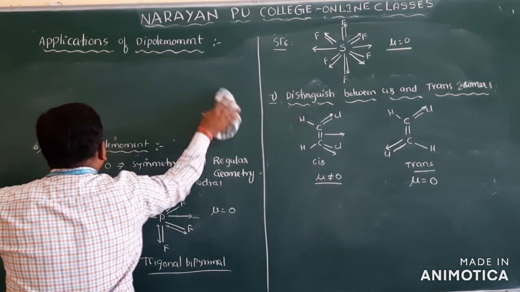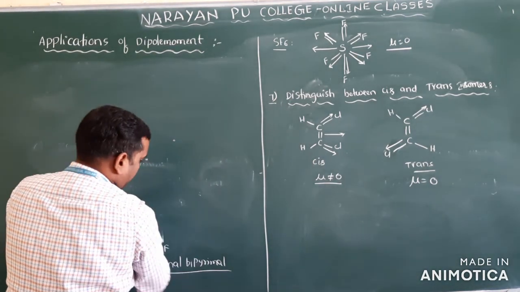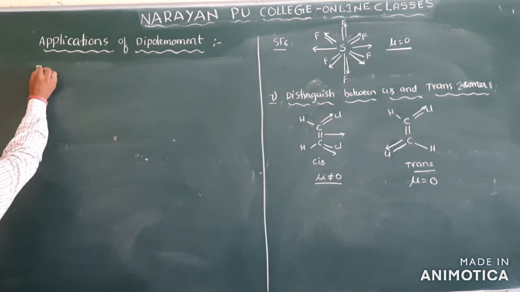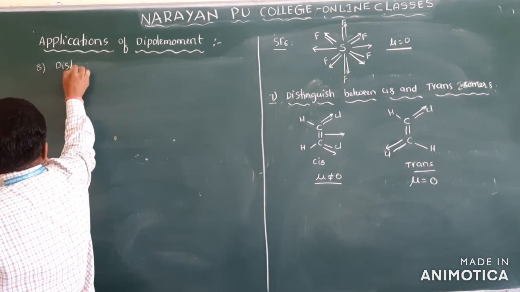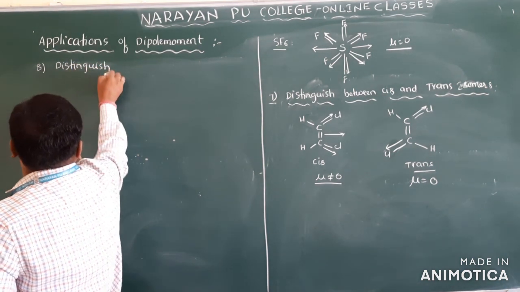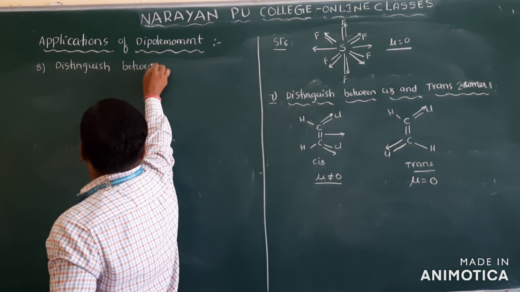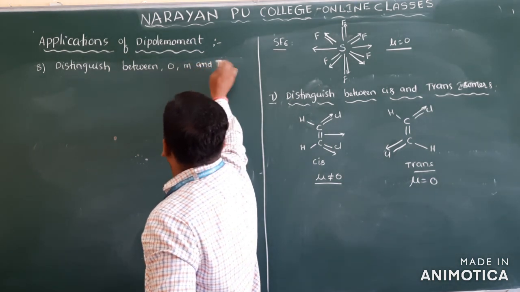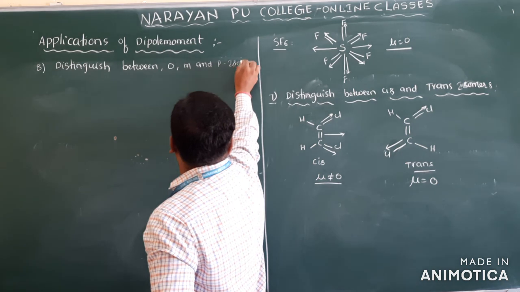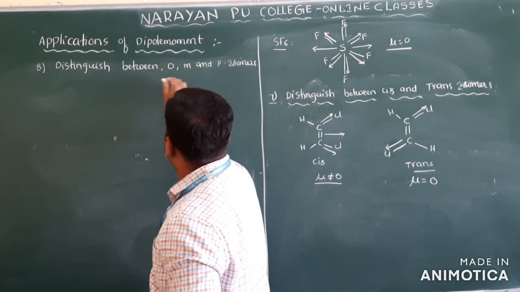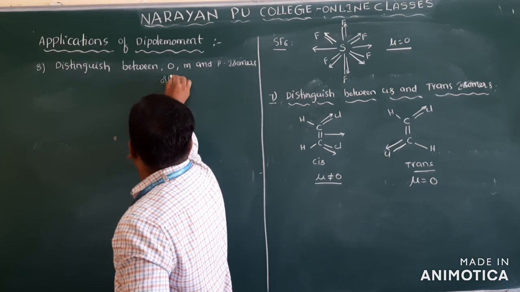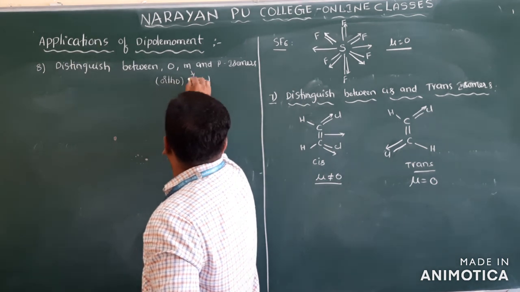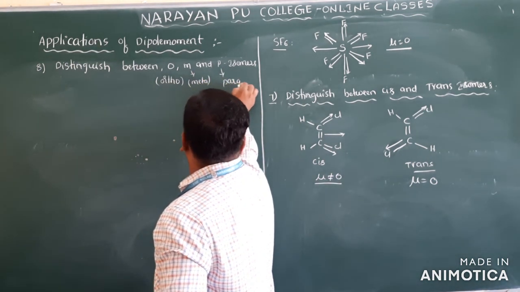The next one, the eighth: distinguish between ortho, meta, and para isomers. Put the next heading: distinguish between ortho, meta, and para isomers. O means ortho, M means meta, P means para isomer.